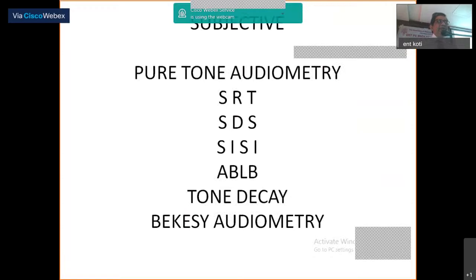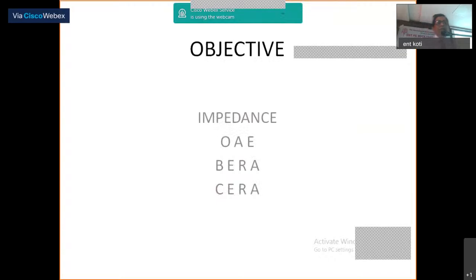Then when we come to the subjective type of audiology, there are various types of tests which can be done under pure tone audiometry: speech reception threshold, speech discrimination score, short increment sensitivity index, alternate binaural loudness balance, tone decay, and frequency audiometry. All these come in subjective audiometry, where the patient has to participate while undergoing the test.